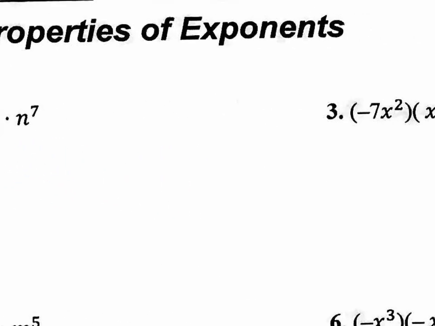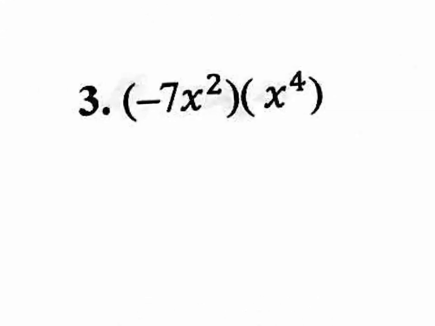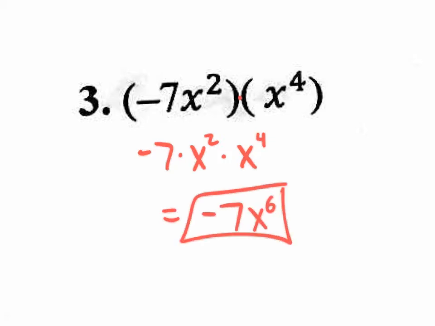Number 3, doing the odd ones here. Again, there is no exponent on the outside of the parenthesis, right? So you don't even need the parentheses. You could just rewrite it without parentheses. You'll have negative 7 times x squared. Then since there's a times between the parentheses, you could drop a multiplication and also rewrite the x to the 4th. So your final answer is negative 7 x to the 6th.